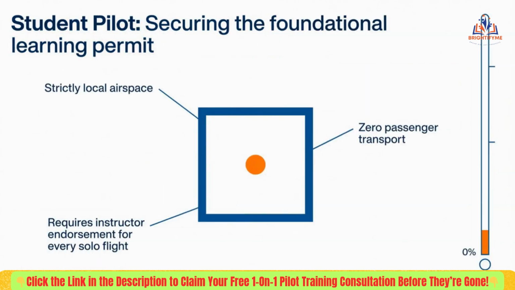The student pilot certificate is your foundational learning permit. At this stage, you are just getting your wings. Your operations are strictly limited to local airspace, and you are not allowed to carry any passengers. Most importantly, your independence is limited. You require a specific endorsement from a flight instructor for every single solo flight you take. It is all about building the basic safety habits.